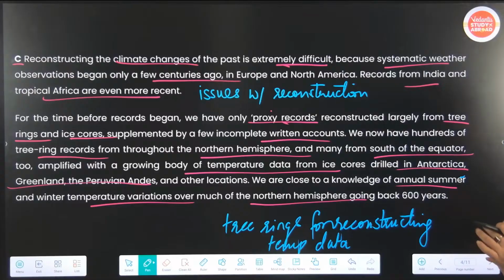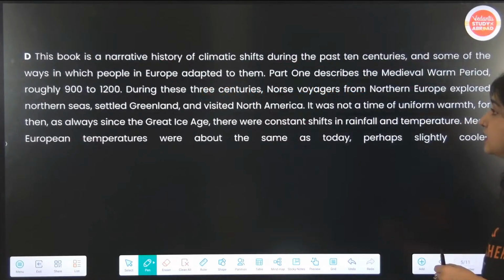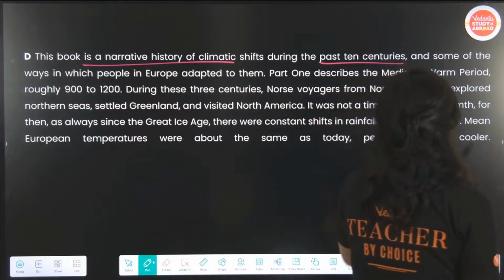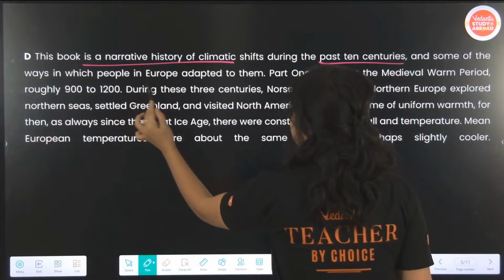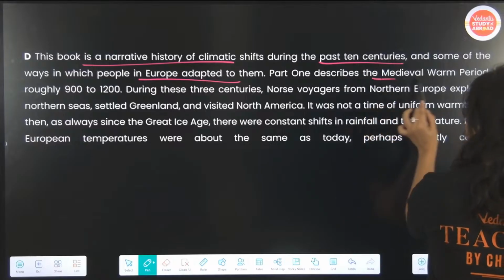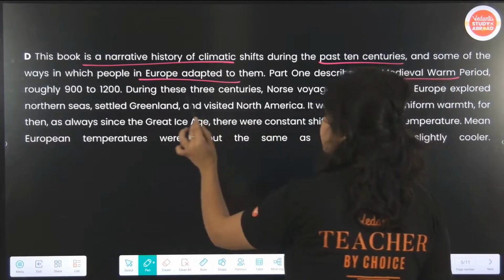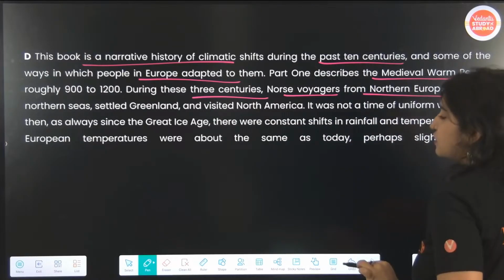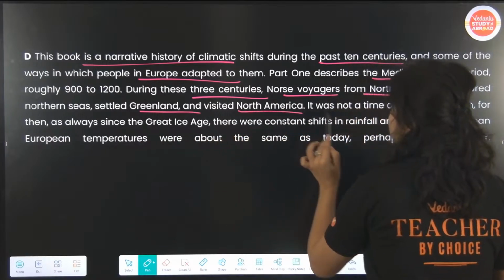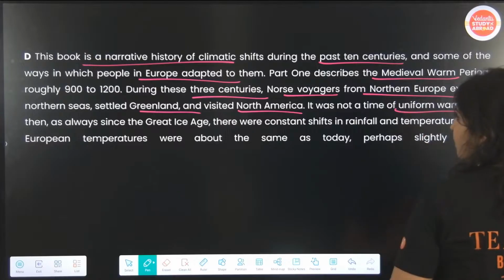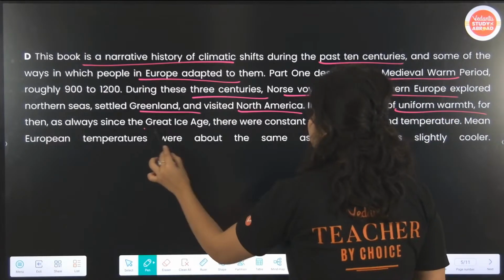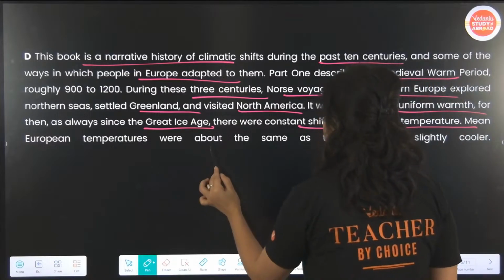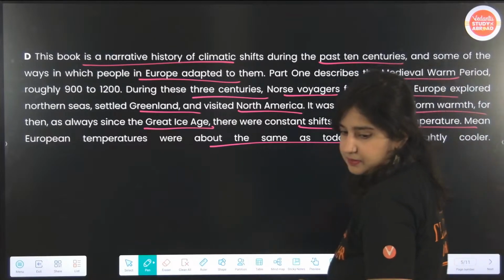Okay? Moving on. Now, this book is a narrative history of climate shifts during the past 10 centuries and some of the ways in which people in Europe adapted to them. Part 1 describes the medieval warm period, roughly 900 to 1200. During these 3 centuries, Norse voyagers from northern Europe explored northern seas, settled Greenland and visited North America. It was not a time of uniform warmth, for then, as always since the Great Ice Age, there were constant shifts in rainfall and temperature. Mean European temperatures were about the same as today, perhaps slightly cooler.